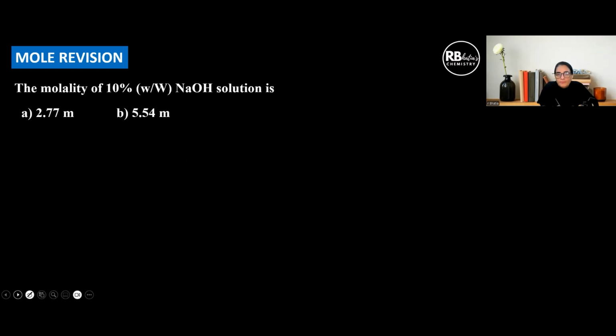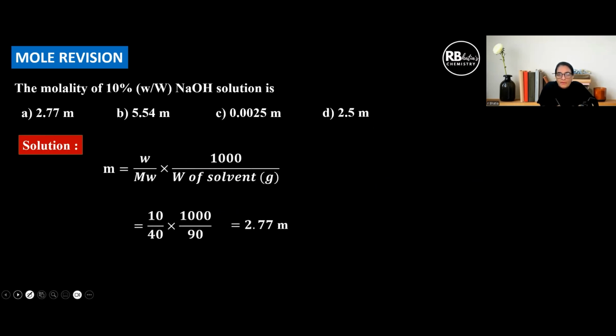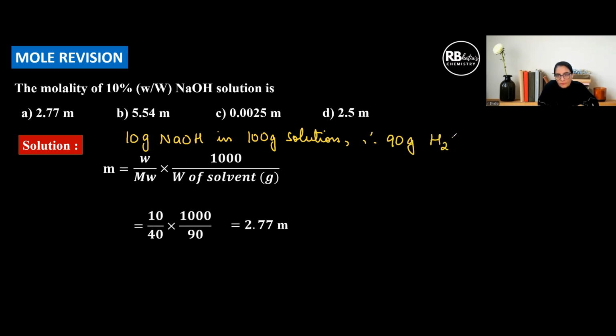So, molality of a 10% weight by weight sodium hydroxide solution. This is very simple. What does this description mean? 10% weight by weight simply means 10 gram sodium hydroxide in 100 gram solution, which means 90 gram solvent, that is water, if it's an aqueous solution. So 10 upon 40, given mass upon molecular mass, divided by weight of solvent in gram, and 1000. 2.77 molal will be the answer.